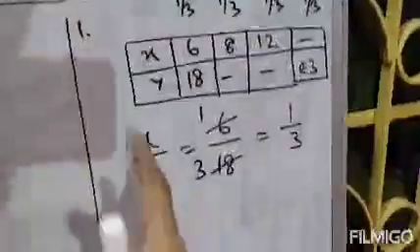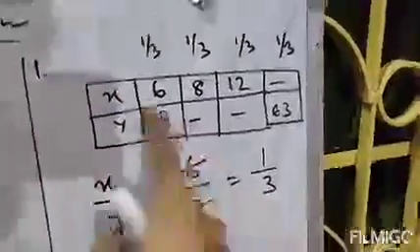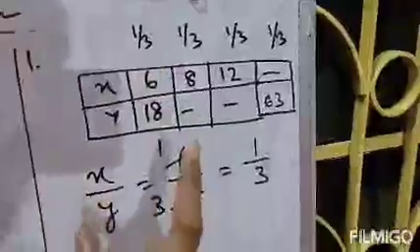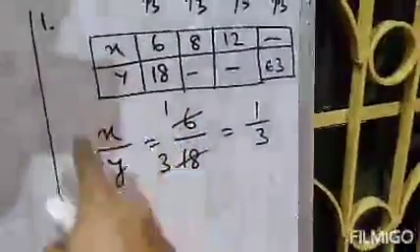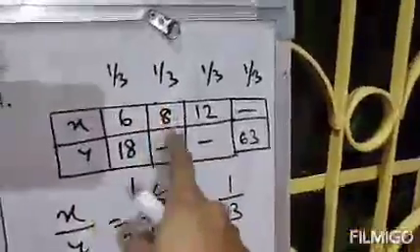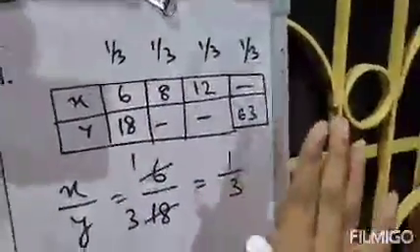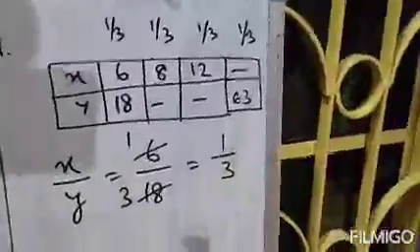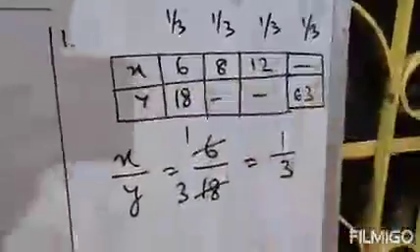That means we first check the value of x by y. It is 1 by 3. As it is a direct variation, the x by y will be constant. That means x by y is 1 by 3. Then all the values of x by y will be 1 by 3. We will check. Clear? And then fill up this table.